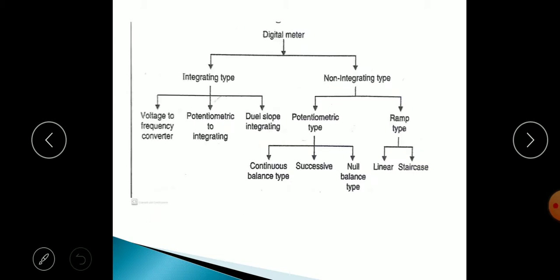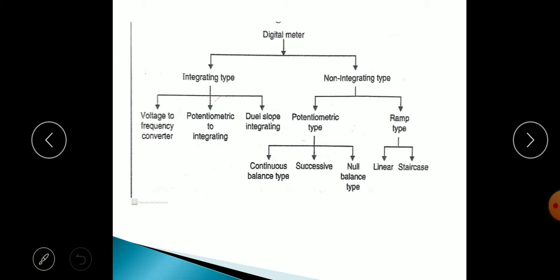Next one is digital meters. Digital meters are divided into two parts. One is integrating type, the second one is non-integrating type. Integrating type is further divided into three parts: voltage to frequency converter, potentiometric to integrating, and dual slope integrating. Non-integrating type is divided into two types: potentiometric type and ramp type.